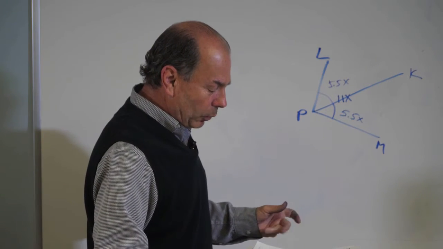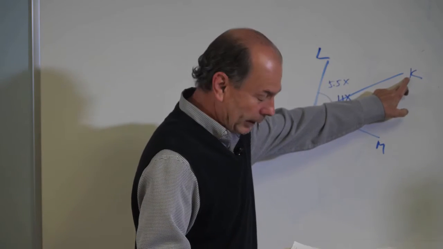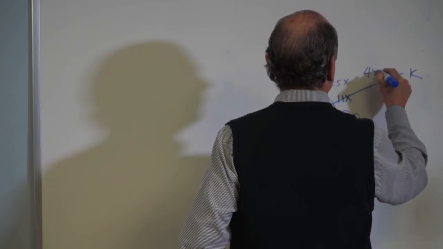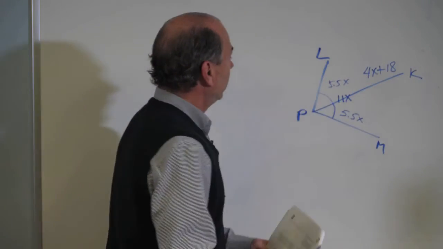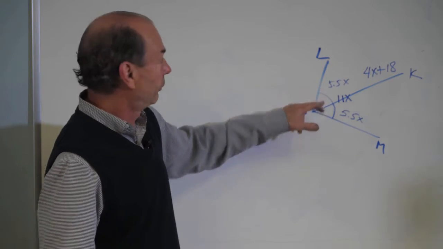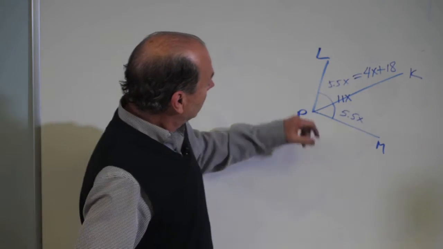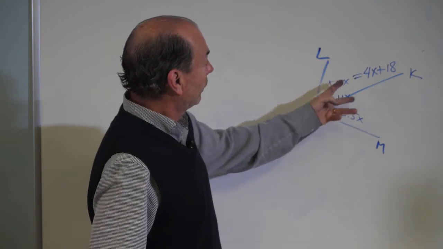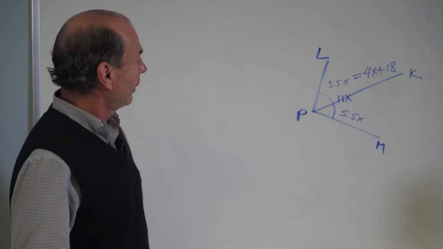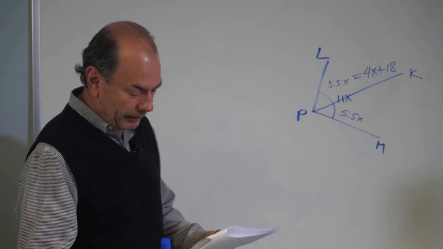All right, and then what? LPK is 4x plus 18. But notice, it's also 5.5x, we just said. Is that going to be useful? Very useful. I can set them equal. That actually is the heart of the problem. Because they told me that this is 5.5x, and they told me it's also 4x plus 18, I can set them equal, and then I can solve for x, and I'm good to go. But you can see why this would be hard for the average student. Just a lot going on.